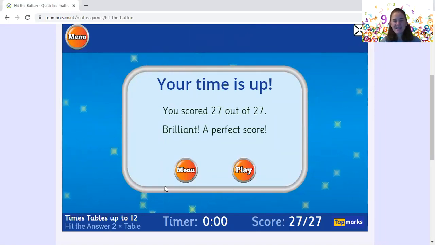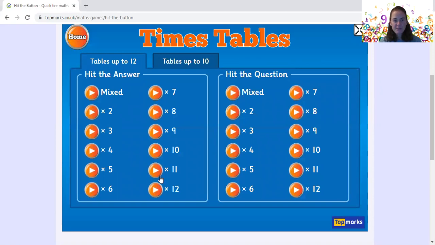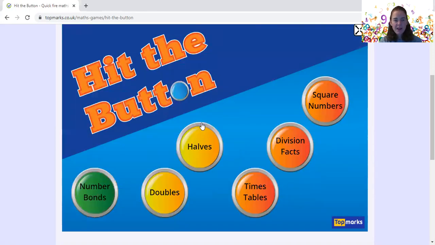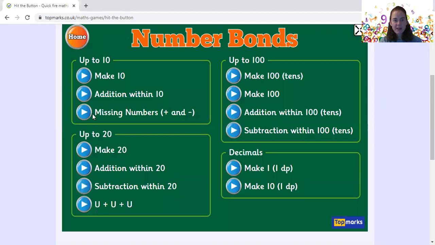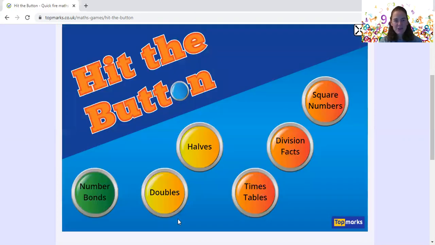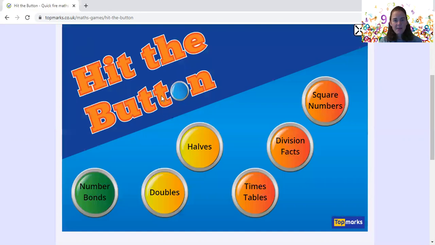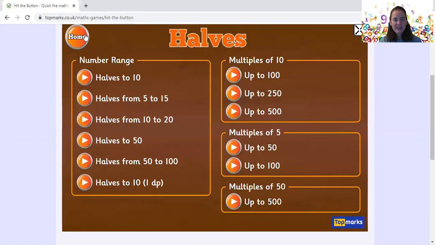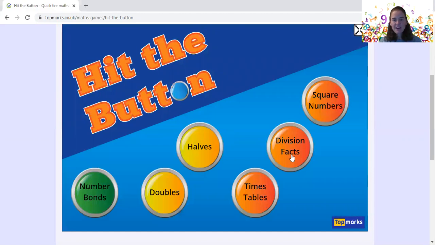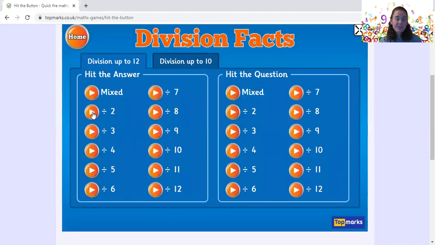Well done. Fantastic job. So then if you wanted to play something different, you go back to the menu. You can choose times tables, or you can go to home and you could choose your number bonds, and it tells you which number bonds you can do up to 10, up to 20, up to 100. Don't worry about the decimals. Then you could choose doubles, so all the different doubles you can do. You can choose halves. Times tables we've just done. Division facts, so you might want to do your division facts for your 2 times table. So it looks exactly the same, but it would be your division facts for your 2 times table.